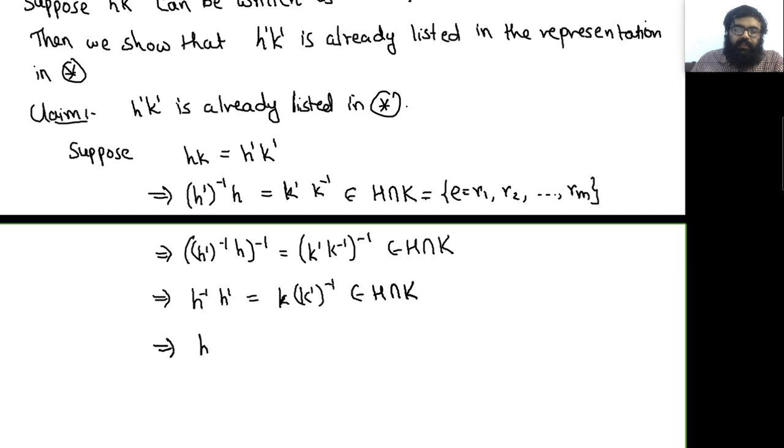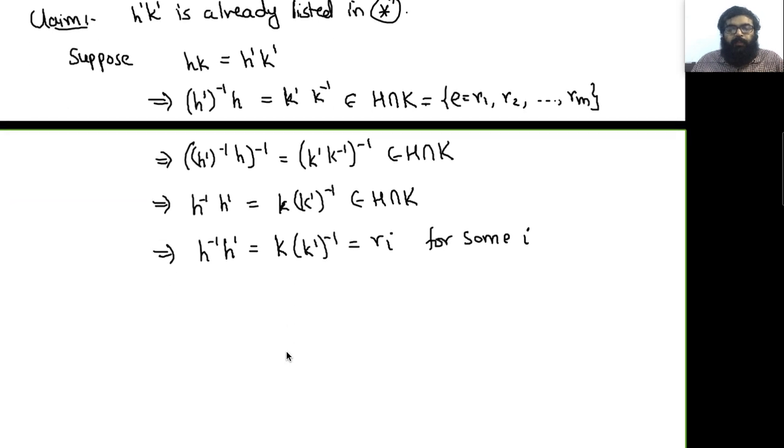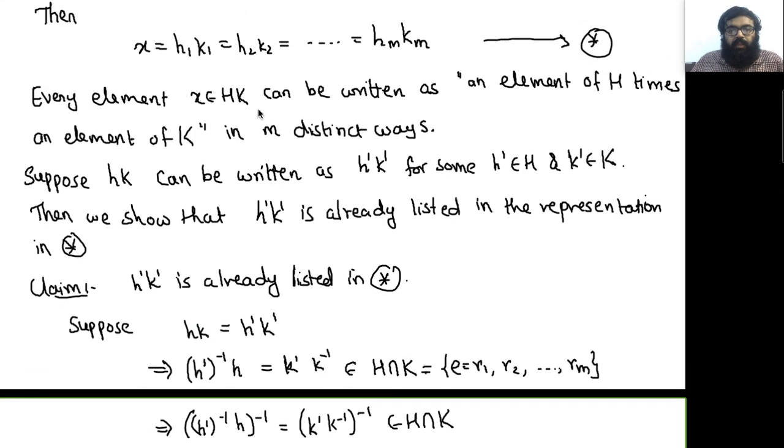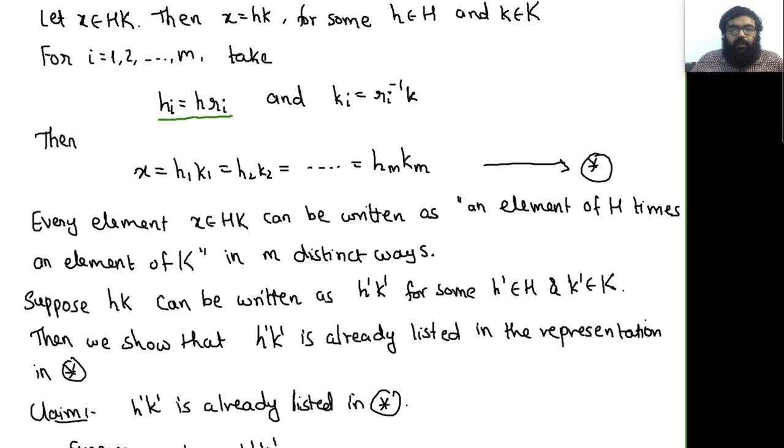Now we can take this as Ri. So H inverse H dash equals K K dash inverse equals Ri for some i. Now we can multiply by H on both sides. So what will this give? First, H inverse H dash equals Ri. This implies, what is H dash? Multiply by H on both sides. So we get H Ri, which is nothing but Hi. As you can see here, H Ri is nothing but Hi.